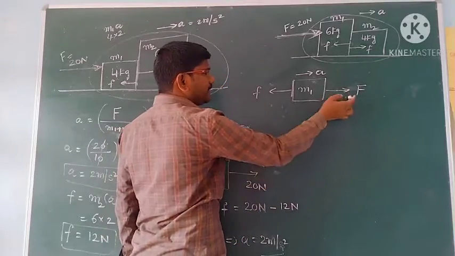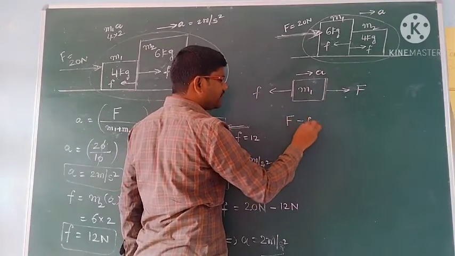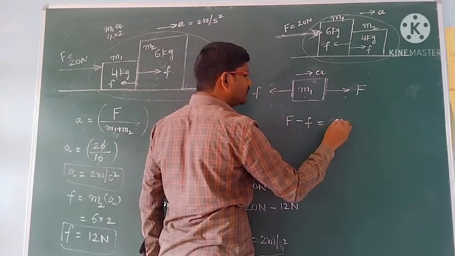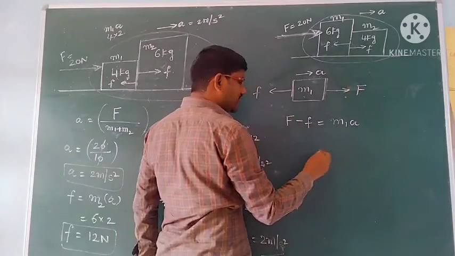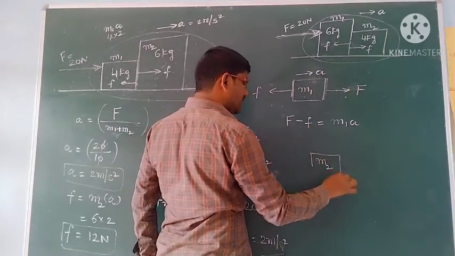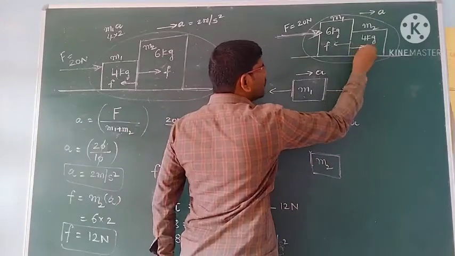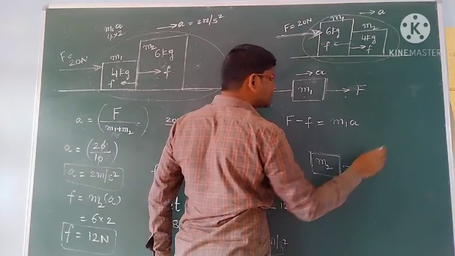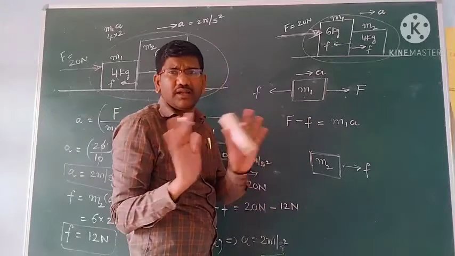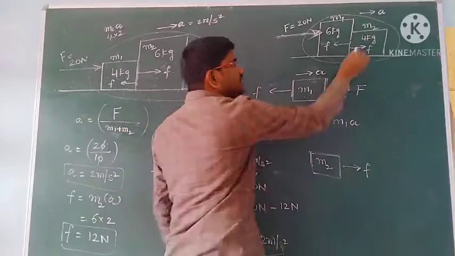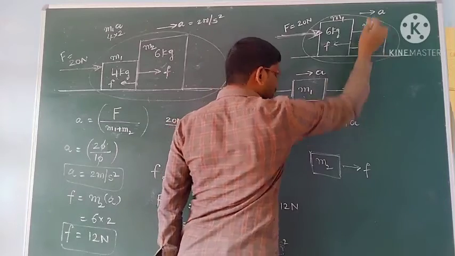Okay students, this is the applied force and this is the contact force, then F minus small f is equal to, what can you write? M1 into A. Now for M2, take the M2 mass. On this M2 mass the only force is small f along the acceleration direction and no other forces are there. On M2 we are not applying any force. This M2 is pushed by M1, so let the pushing force be small f. This f is equal to M2 into A.